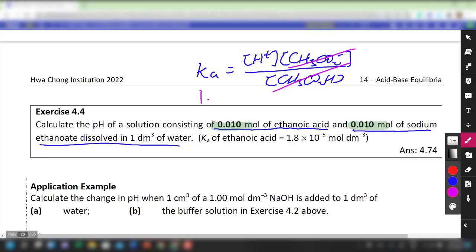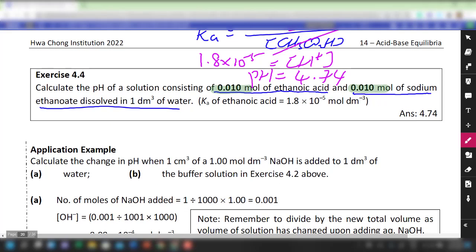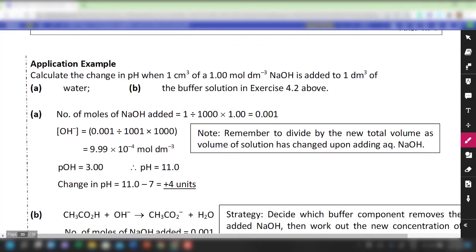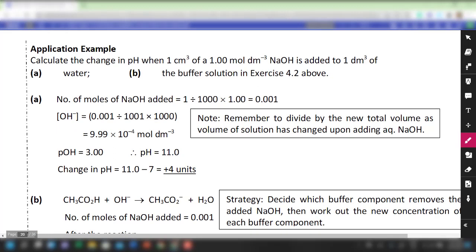So Ka equals the H plus concentration. So 1.8 times 10 to the power minus 5 equals the H plus concentration. So I can easily calculate pH to be 4.74. Okay, yeah, you can easily do that. Yeah, so over here we have an application example. I think it's the same example as what I showed you earlier on.